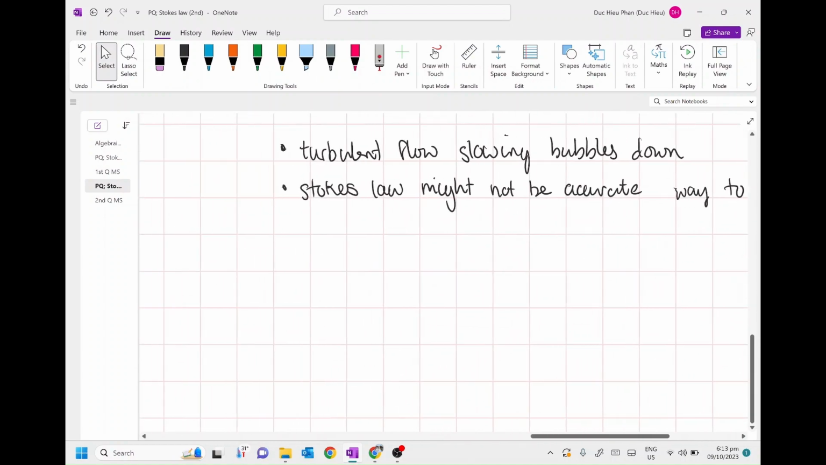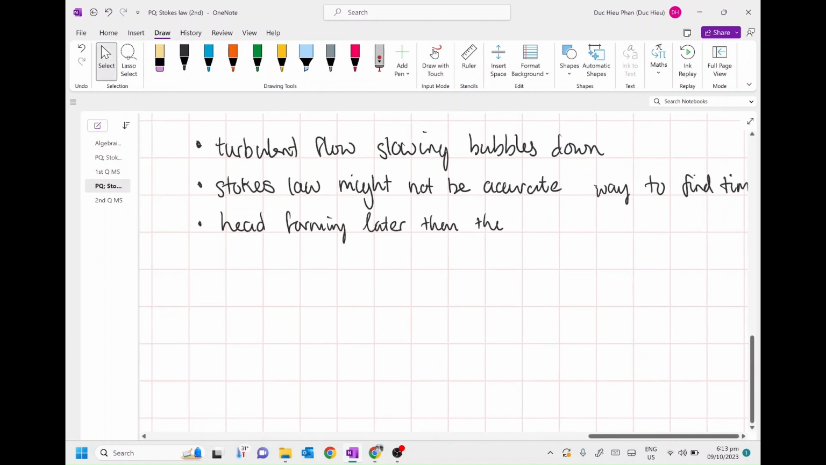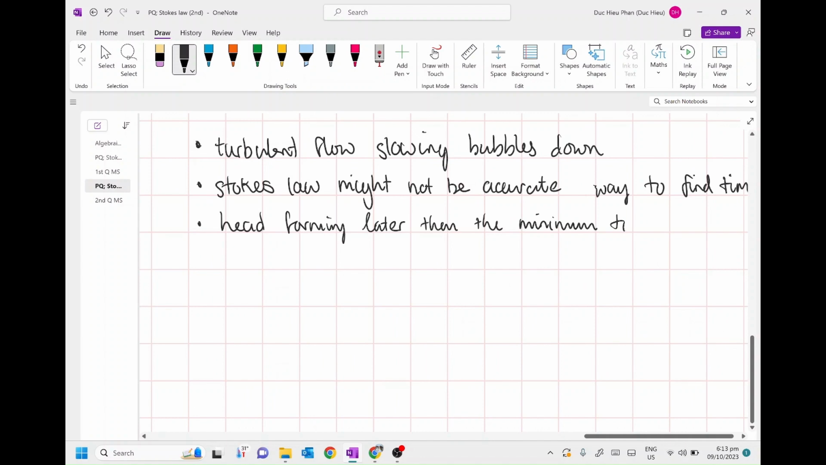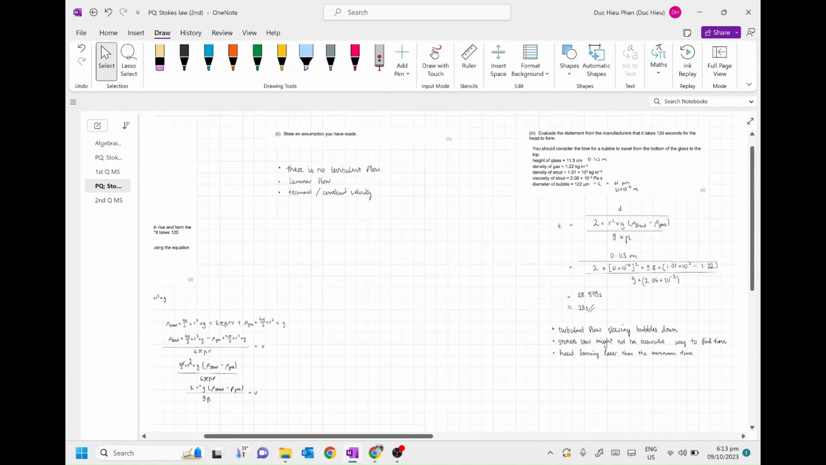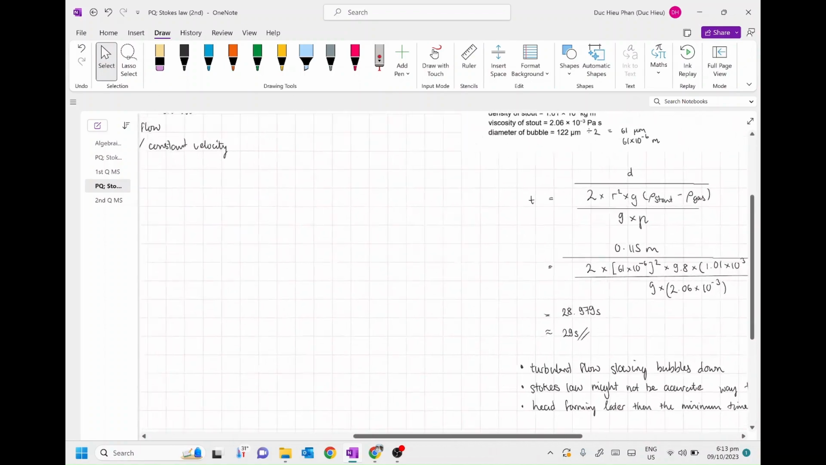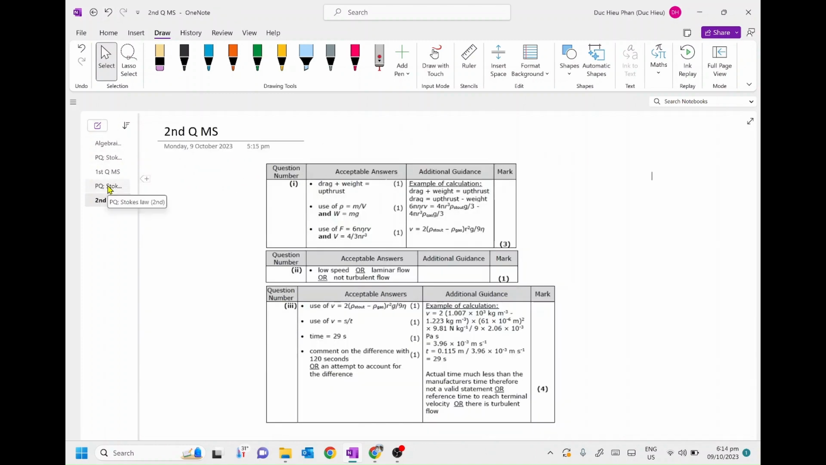And so this leads to the head forming later than the minimum time. Okay, so that's it. That should be the answer over here, and you can see the mark scheme right here. You can take a photo again, and I'll link to the sheet of questions that I've used.